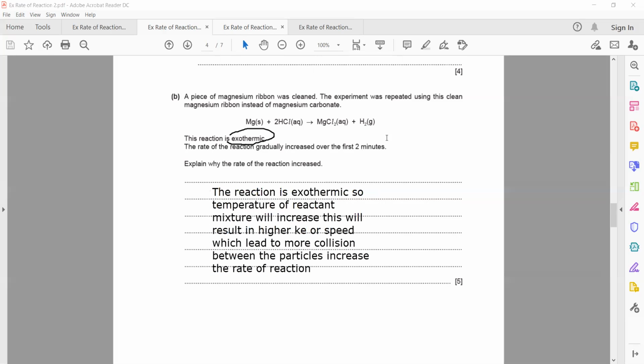Is this clear? Because the reaction is exothermic, in the beginning it is slower, but because it releases energy, that energy is absorbed by the particles and increases the kinetic energy or speed of the particles. As these particles have higher kinetic energy or speed, they will collide more often.